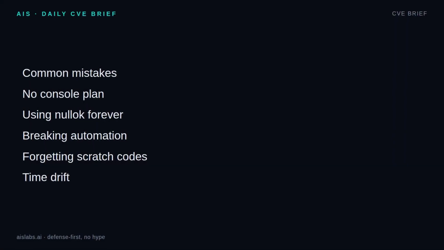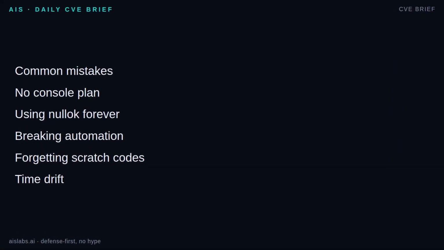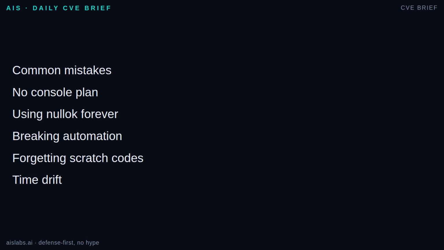The first mistake is doing this over your only SSH session with no console path. Do not. The second is using the pam-google-authenticator nullok option for a staged rollout and then forgetting it. Nullok means users without an enrolled secret can still pass. That may be useful for one maintenance window, but it is not your final state.